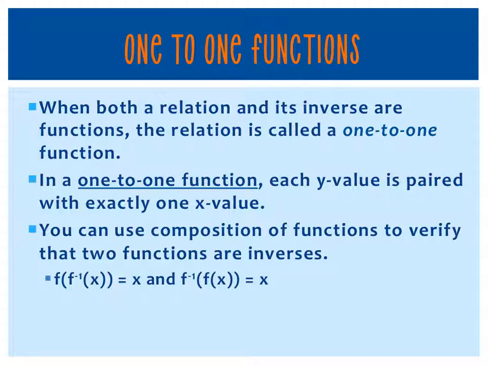All right, so then there's a one-to-one function. When both the relation and its inverse are functions, so this would pass both the vertical and the horizontal line test, then the relation is called a one-to-one function. In a one-to-one function, each value of y has exactly one value of x. So there's not 2 x's for a y or 2 y's for an x. There's 1 to 1.